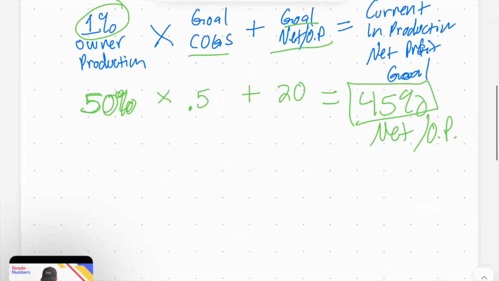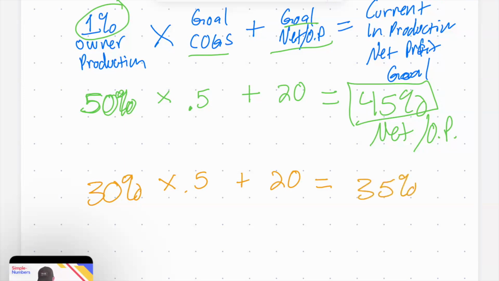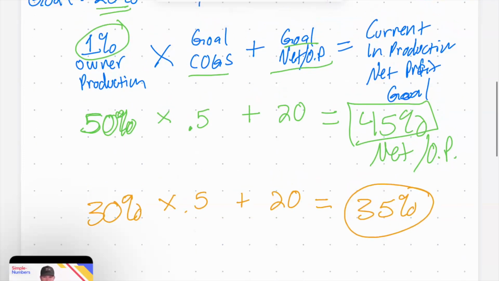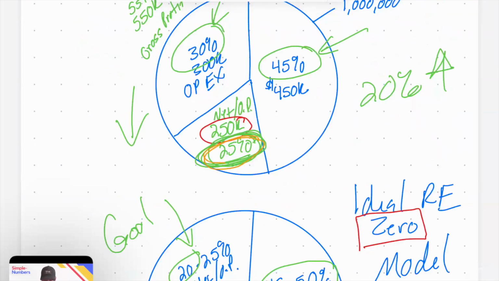Let's do another example. Let's say the owner is doing only 30% of the total production. Maybe they're doing 300,000 of the million and the team's doing 700,000 of the million. Well, then what should their profit margin be? Well, we're going to take that times 0.5 plus 20 will give us what their net profit should be now. So that's going to be 30 times 0.5 is 15 plus 20. They should be at a 35% net profit and owner pay. So in that scenario, we'd be 10% too short now at 25%.